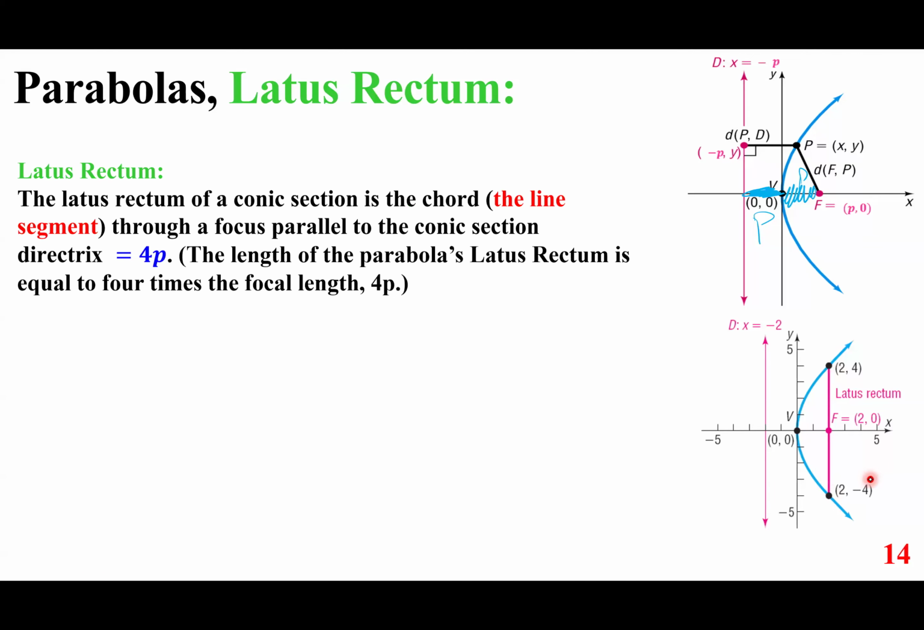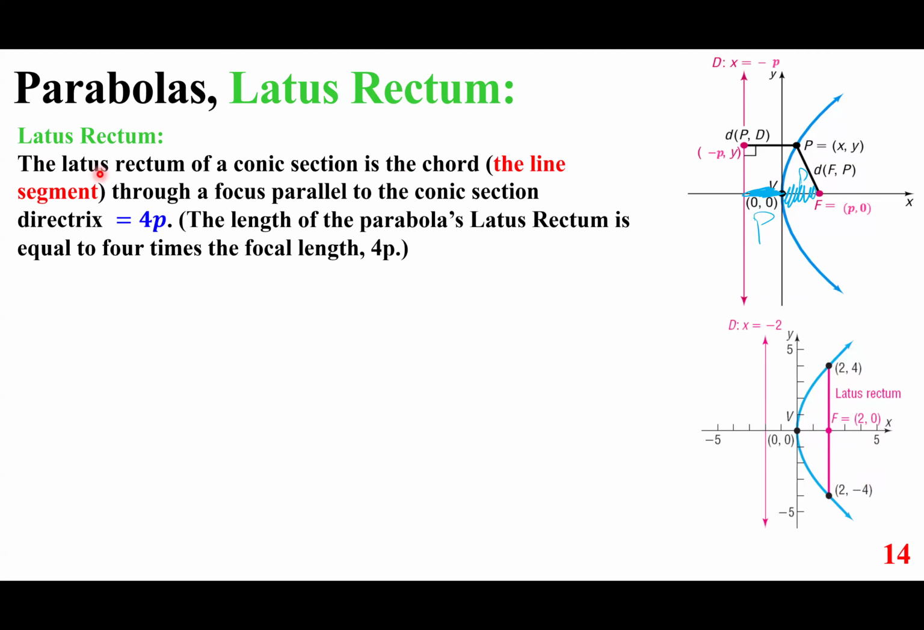And so here's what's happening. The latus rectum of a conic section is the chord, the line segment, through a focus parallel to the conic section directrix, and the value, this distance from here to here, is 4 times p. The length of the parabola's latus rectum is equal to 4 times the focal length, 4p. I can quickly show you why.